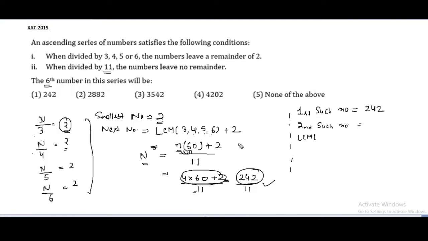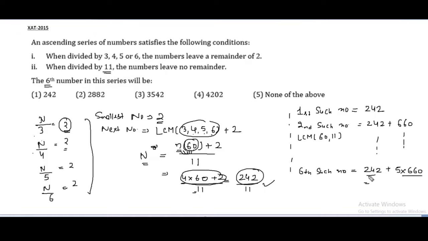So what is the LCM? You have already found the LCM of these numbers, which is 60. So take the LCM of 60 and 11, which is 660. So add 660 to these numbers to get your desired number. If you want to get the sixth such number, I'll add 660 five times to 242. That is my sixth number. So 3300 plus 242, 3542, will be my sixth such number straight away.